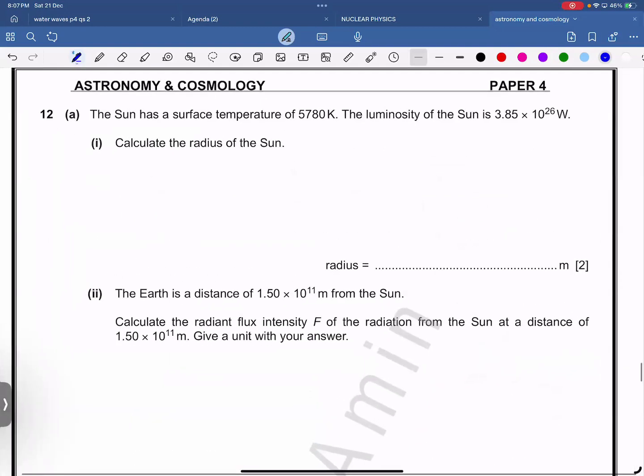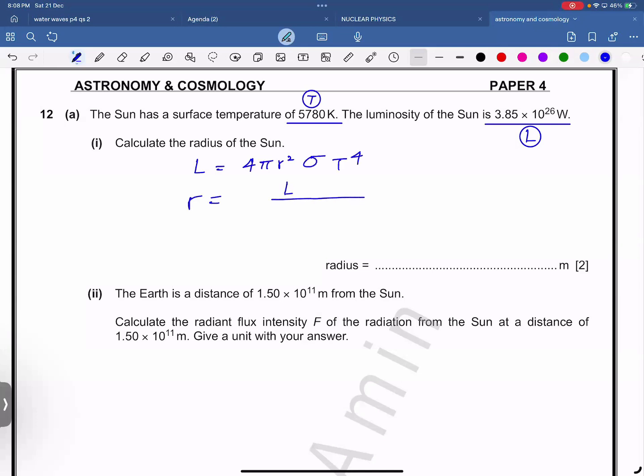Two questions are left. The sun has a surface temperature of 5780 Kelvin. Luminosity is this. Tell me, dear students, which law will be used here? Stefan-Boltzmann law. Luminosity is 4 pi r square sigma T4. Radius is the square root of L over 4 pi sigma T4. Put the values.